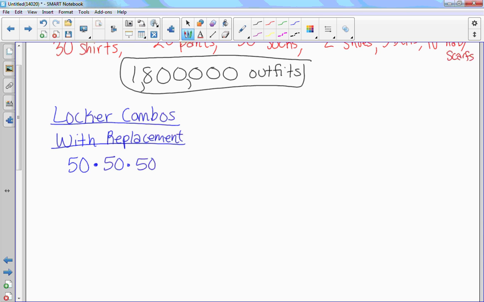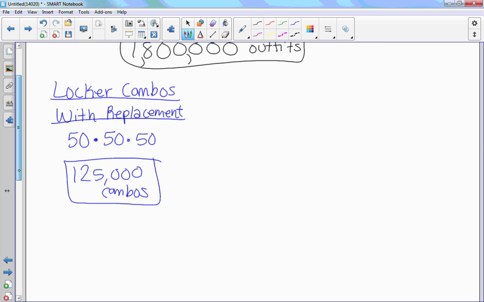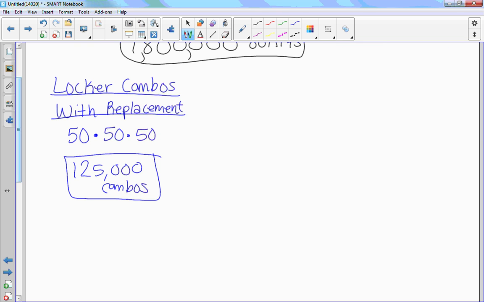How many different locker combos did you get for us? Yeah, 125,000 different combos. Okay. Now, we're going to do the same idea but without replacement. So once we use the number, we cannot use it again. Without replacement.